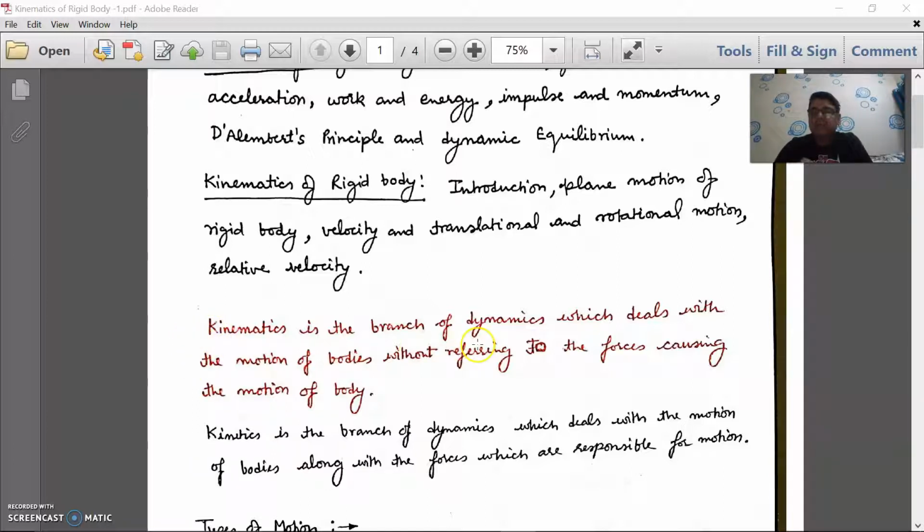Kinematics is the branch of dynamics which actually deals with the motion of bodies, but without considering the forces which are responsible for that motion, right? I'll again repeat it. Kinematics is the branch of dynamics which deals with motion of bodies, but in that dealing, forces are not considered which are responsible for providing motion to it. Whereas in case of kinetics, we deal with bodies in motion along with the forces which are actually responsible for it. So this is what kinetics is, and this is what kinematics is, right?